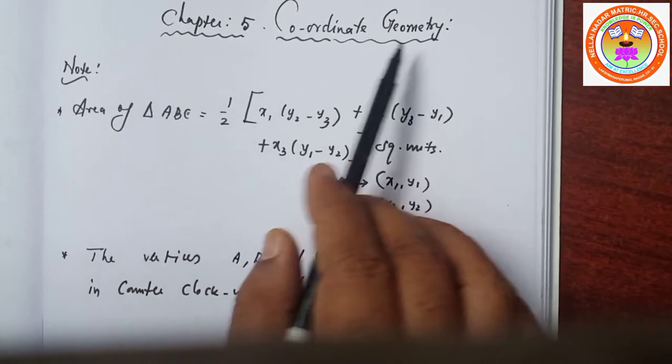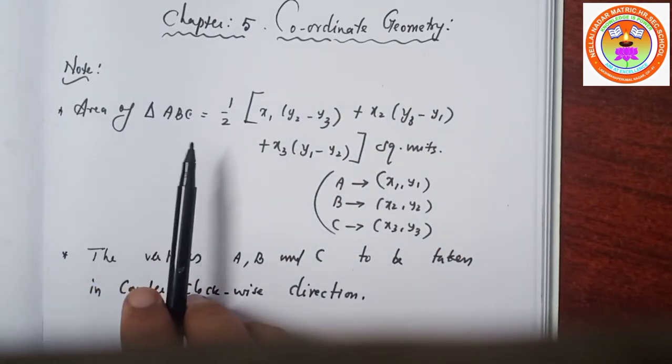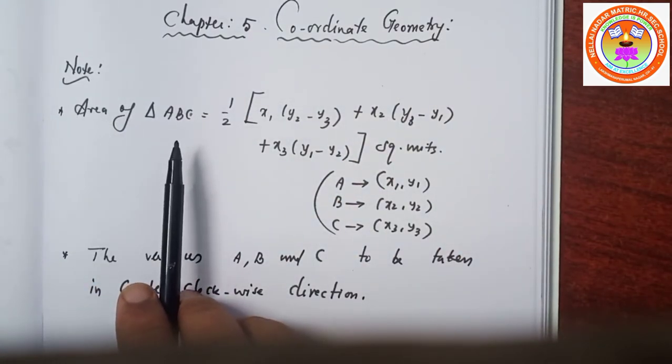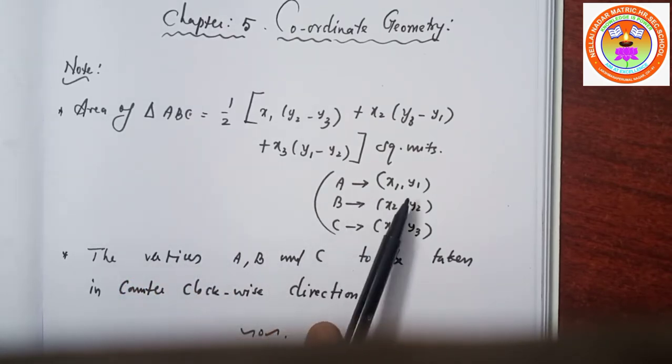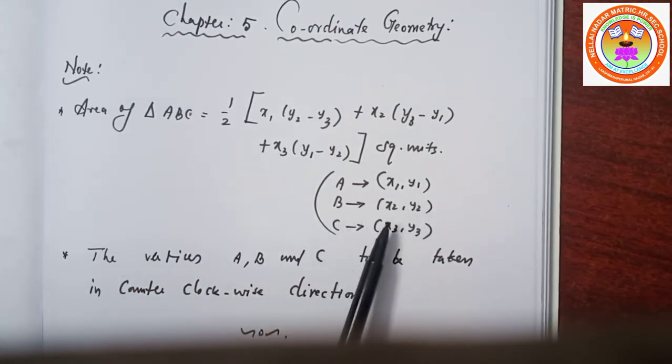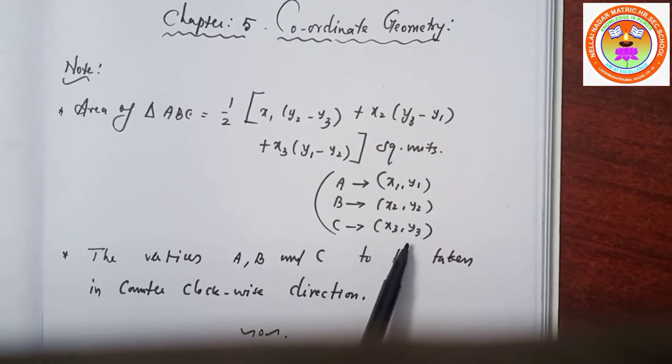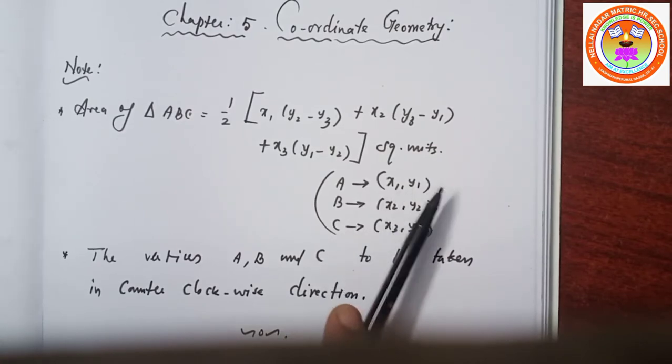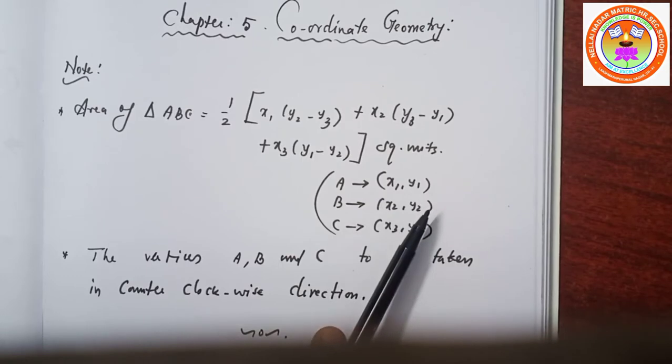So Chapter 5, Coordinate Geometry, you have to note down this formula, how to find the area of a triangle ABC. If capital A is equal to x1, y1 and capital B is equal to x2, y2 and capital C is x3, y3. These are the three vertices of a triangle. You know how many vertices a triangle has? 3 vertices, correct?